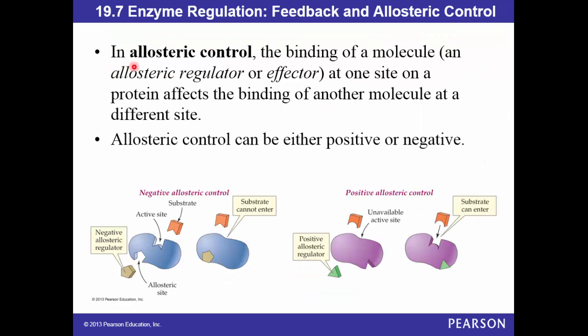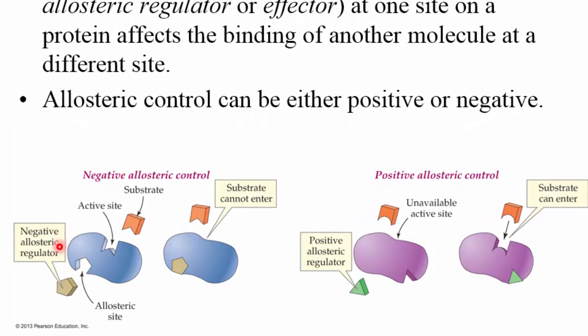Also, we have the so-called allosteric control. The binding of a molecule, called an allosteric regulator or effector, at one site on a protein affects the binding of another molecule at a different site. So allosteric control can be either positive or negative. So here, for example, you have your enzyme. This is the active site. This is the allosteric site. Allosteric enzymes have, in addition to the active site, a site called the allosteric site. To this site binds an activator or inhibitor.